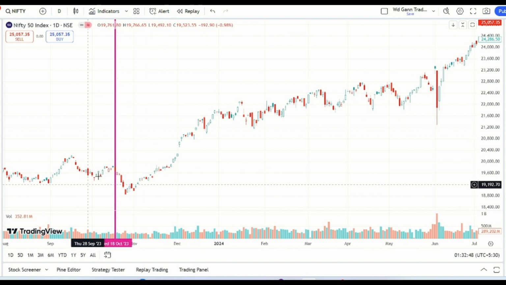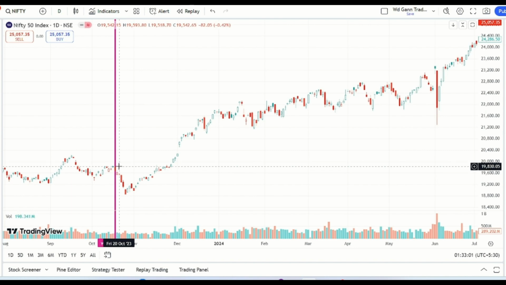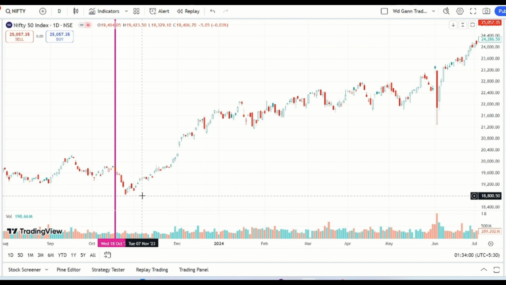And you can see here, the market was in a bullish direction. But exactly from the date of 18th October, the market started a reversal in the bearish direction. The market went from 19,830 to 18,800. It gave a move of 1000 points in the reversal direction.